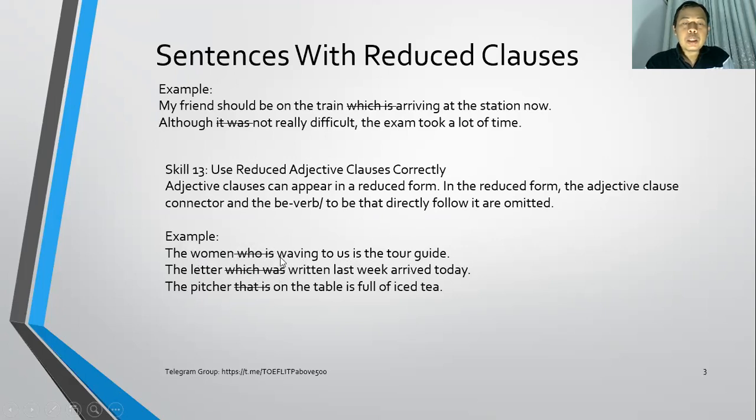So, who is can be eliminated or can be reduced. So, the sentence is, the woman waving to us is the tour guide. Number two, the letter which was written last week arrived today. So, which was can be eliminated. So, the sentence is, the letter written last week arrived today.